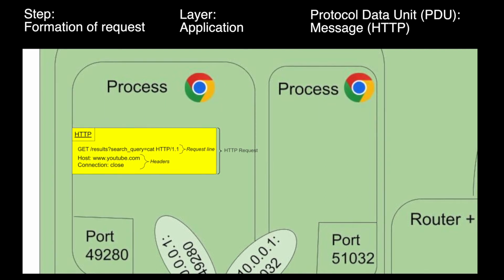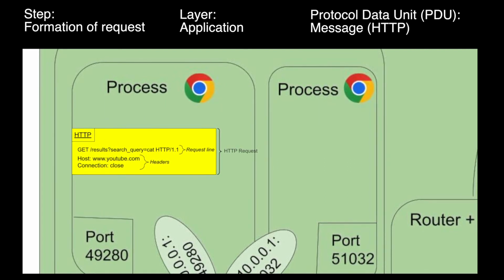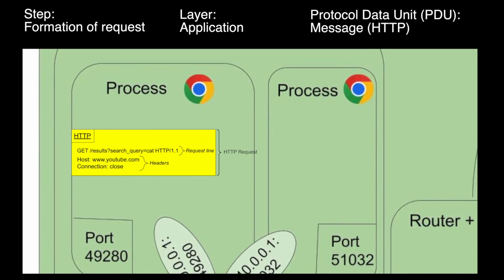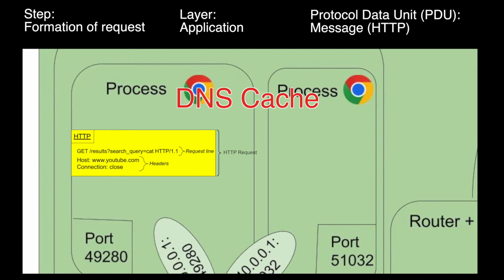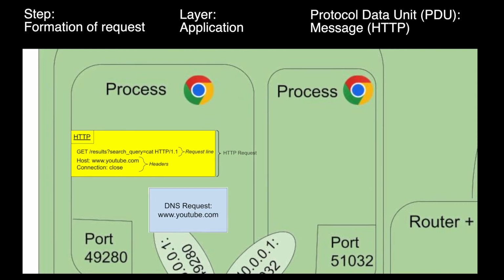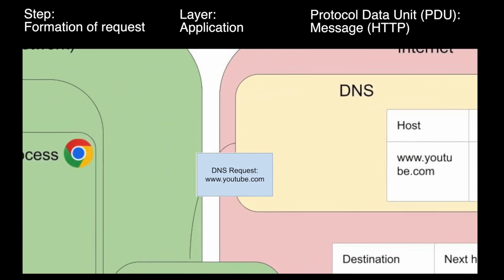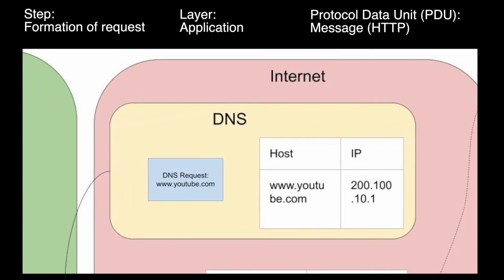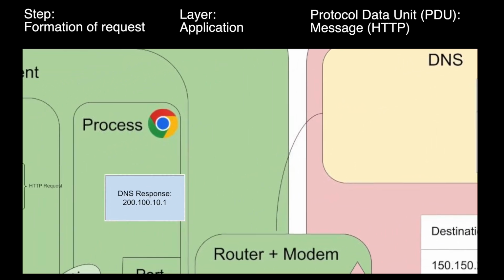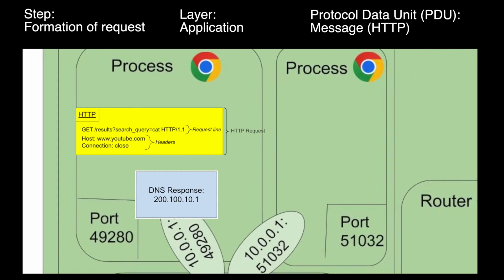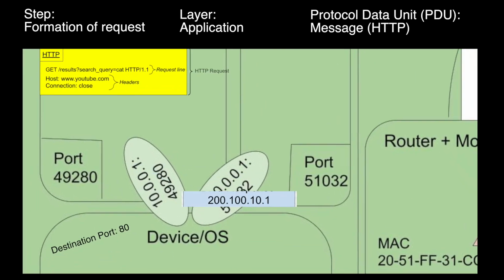The host www.youtube.com must be matched with a corresponding IP address. So first, the local DNS cache is checked to see if there's a match, and if not, the DNS servers are searched. Let's assume that's the case here. And the DNS servers are essentially a database distributed across multiple servers. Now, once an IP address is found, it'll be sent back to the client in the DNS response, and we'll hold on to this for later as well.